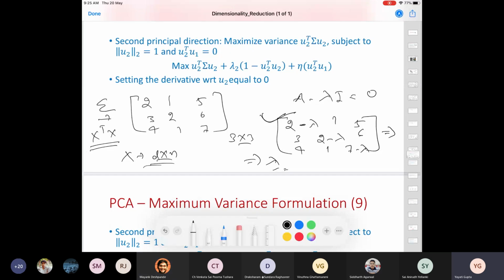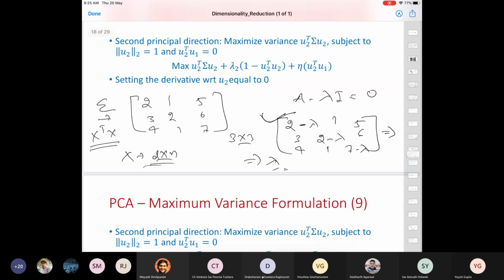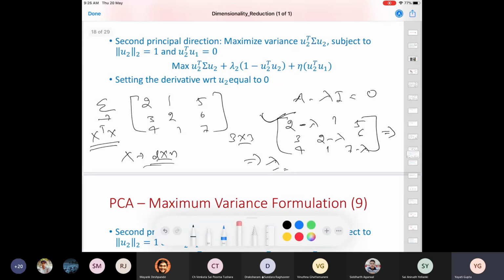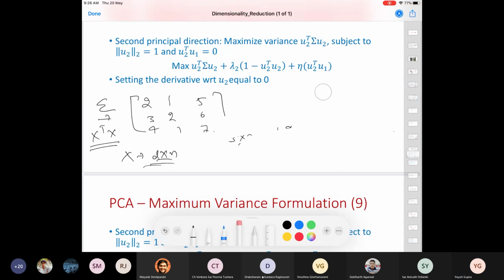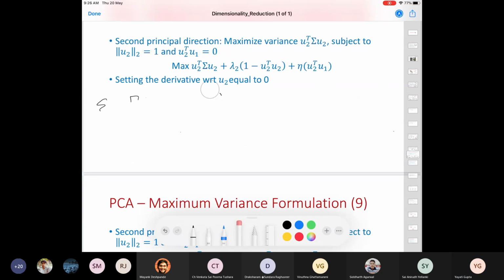Okay. Now, there is one issue with this approach. Let me talk about the issue. Let me rub this first. The issue is actually this sigma that you see. This sigma is X transpose X. What is the dimension of X transpose? N times D. What is the dimension of X?